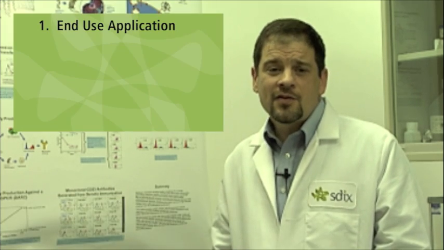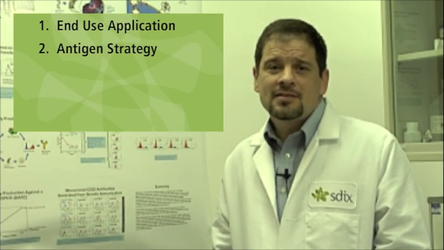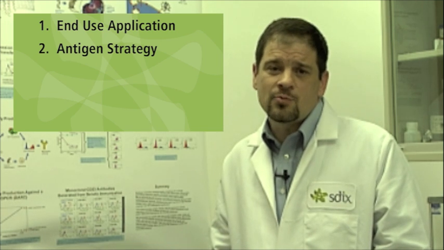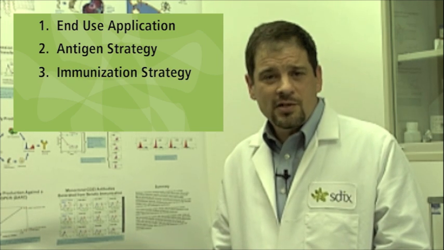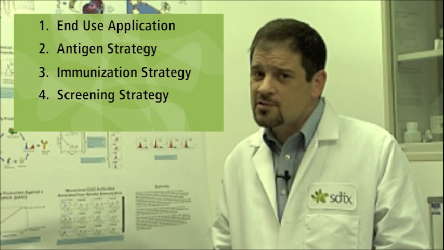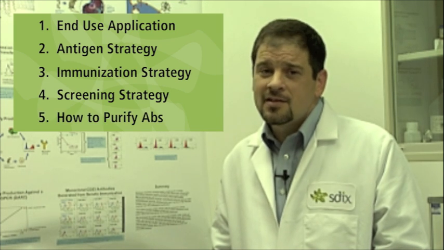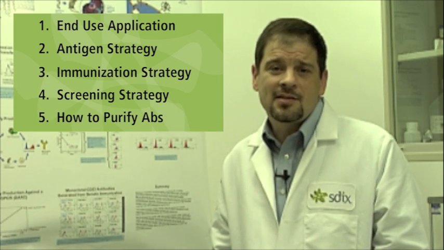So how do you make a successful protein antibody? At SDIX, we have 5 critical factors that we consider. First is the end-use application. Second is the antigen strategy that we use. Third is the immunization strategy. Fourth is our screening strategy. And fifth is how we're going to purify the antibodies that you need.